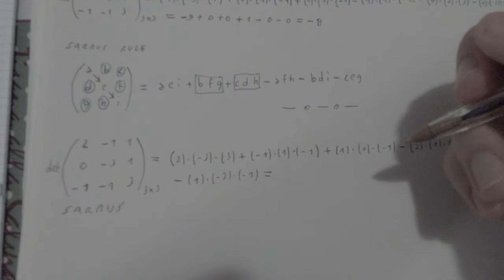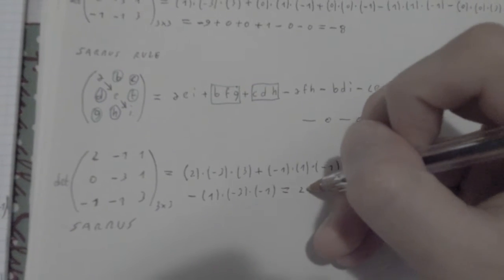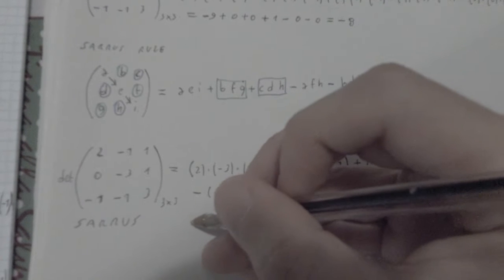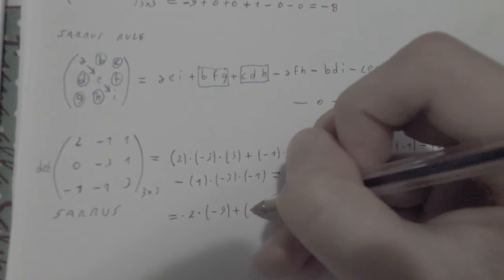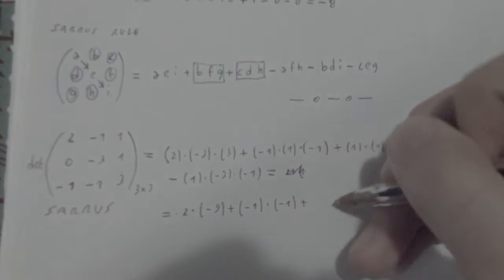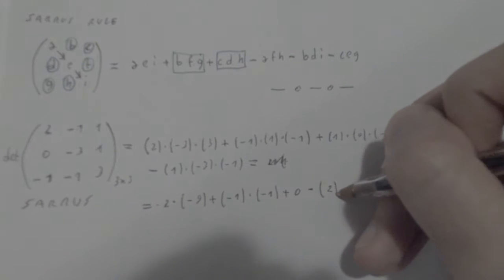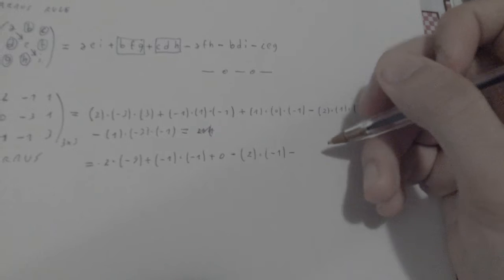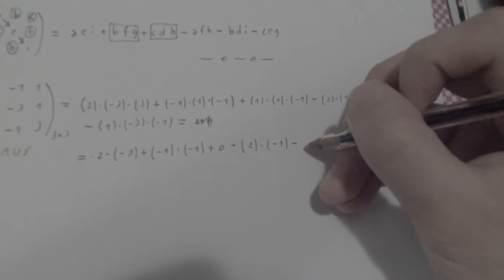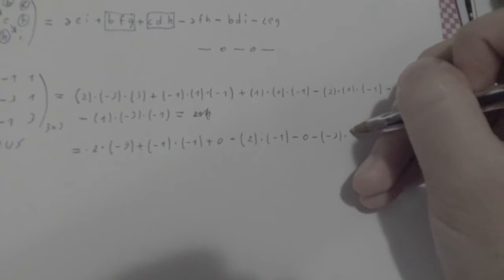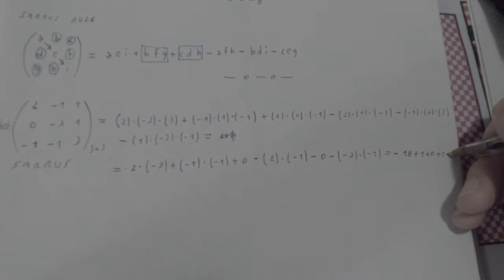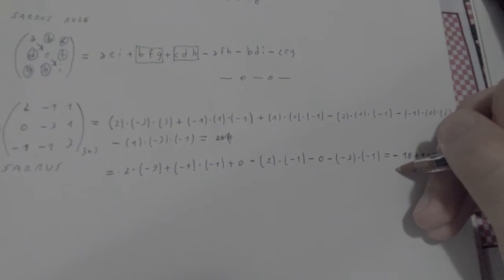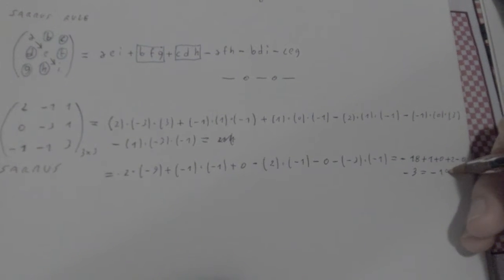So calculating this, we're just going to get 2 times -9, plus -1 times -1, plus 0, minus 2 times -1, minus 0, minus -3 times -1, and this is going to be negative 18 plus 1 plus 0 plus 2 minus 0 minus 3, so we're just going to get negative 18.